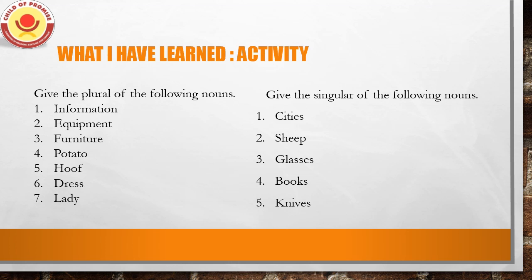Then you have the other one. You now give the singular forms of the following nouns. You have cities. What should the singular form be? Sheep. What should the singular form be? Glasses. What should the singular form be? Books and knives. You put them in their singular forms. You turn these plurals into their singular forms.